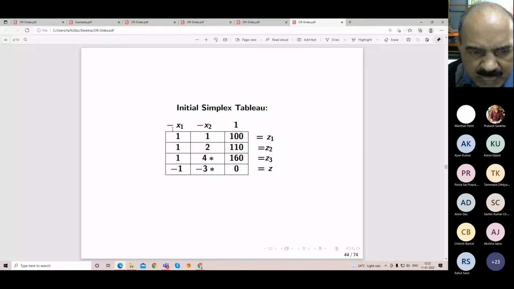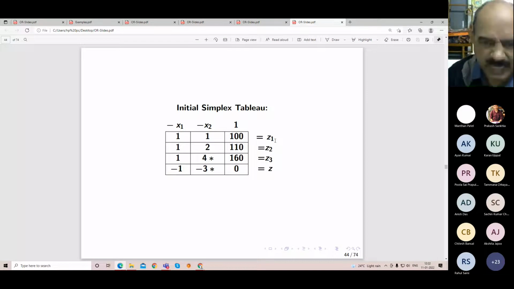There is an index something like minus x1. In the second column, minus x2. In the third column, there is 1. Okay, first column minus x1, second column minus x2, third column 1, and you can read it row wise. You can see here I have written 1, 1, 100, then equal to Z1.